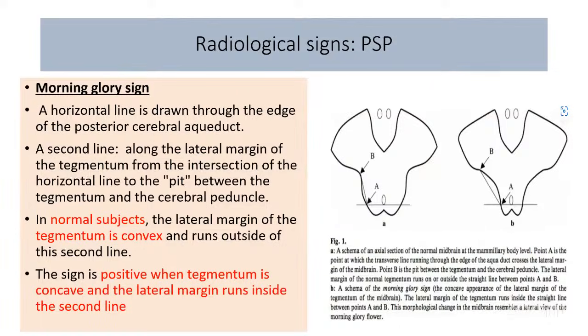And in MRI, as we know, the morning glory sign is seen. Here, the horizontal line is drawn through the edge of the posterior cerebral aqueduct. A second line is along the lateral margin of the tegmentum from the intersection of the horizontal line to the pit between the tegmentum and the cerebral peduncle. In normal subjects, the lateral margin of the tegmentum is convex and runs outside the second line. This is positive when the tegmentum is concave and the lateral margin runs inside the second line.